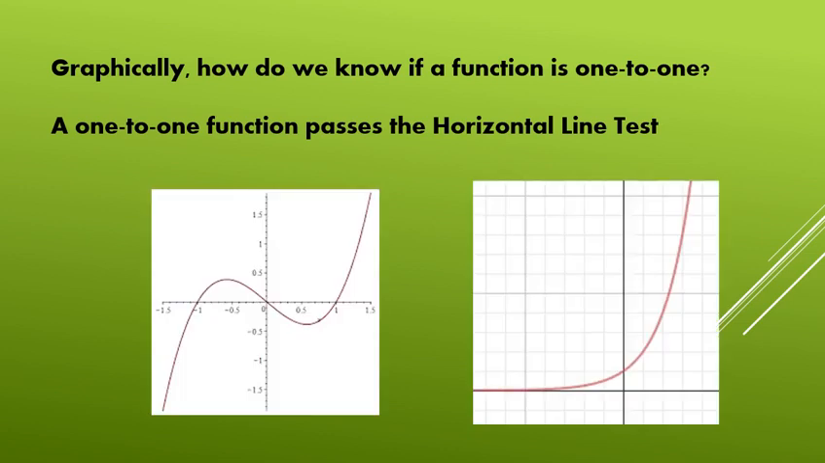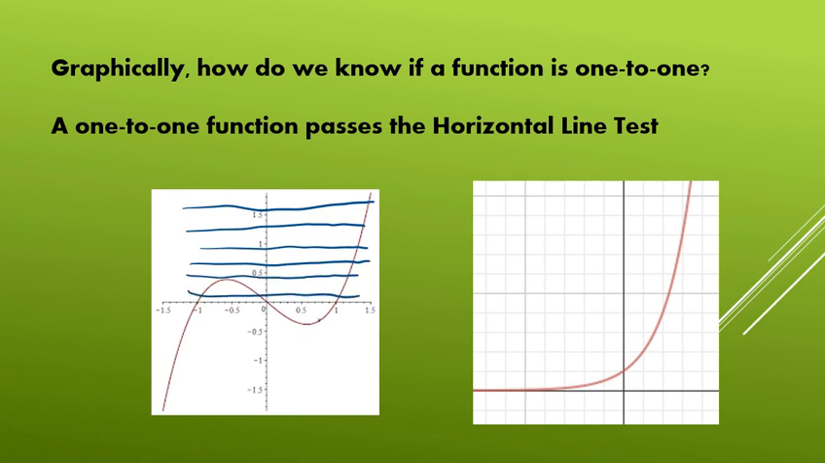The horizontal line test, we're going to take a look at our graph, and we are going to draw horizontal lines anywhere along that graph. And if each horizontal line intersects the graph of your function at only 1 point per line, then your function is 1-to-1.